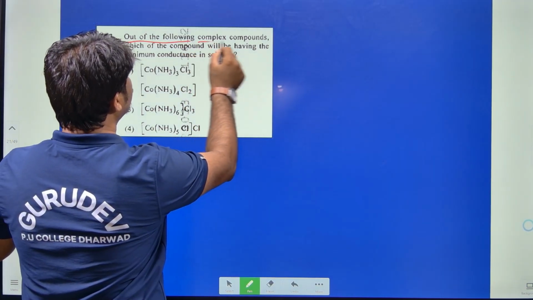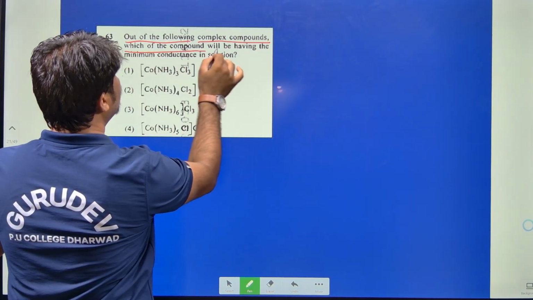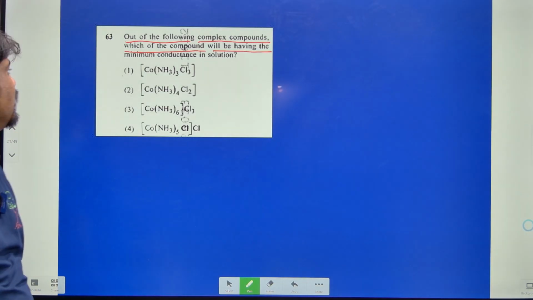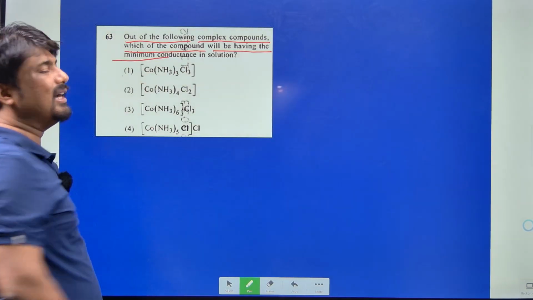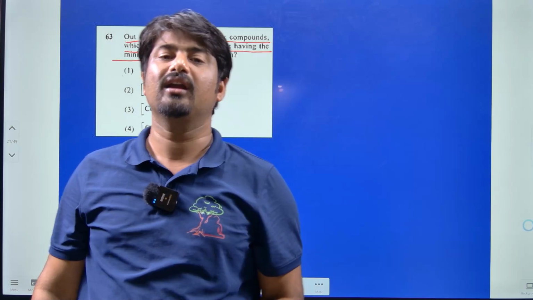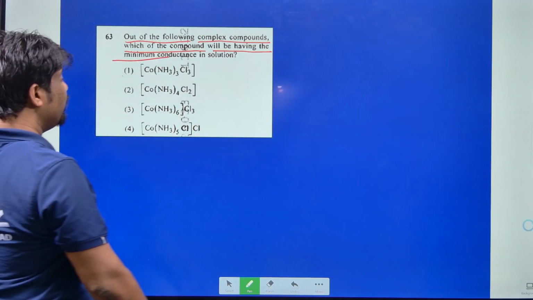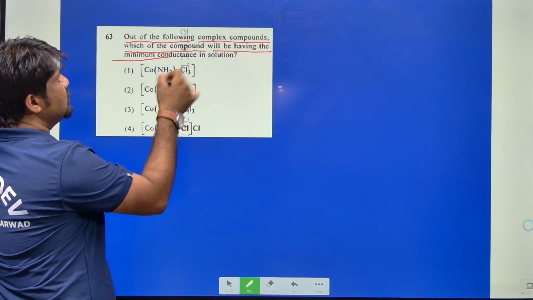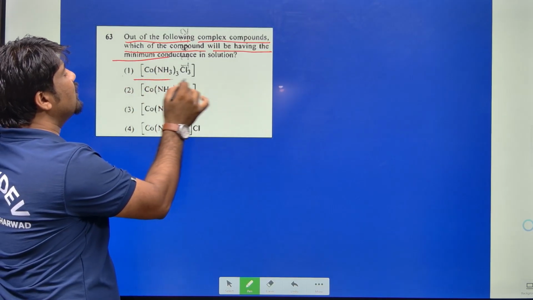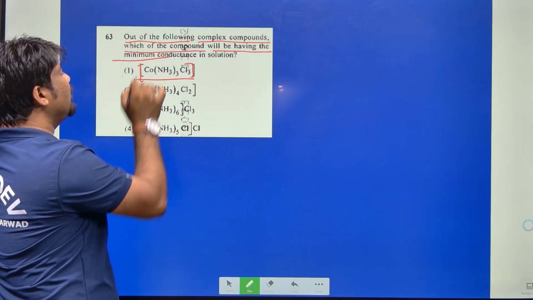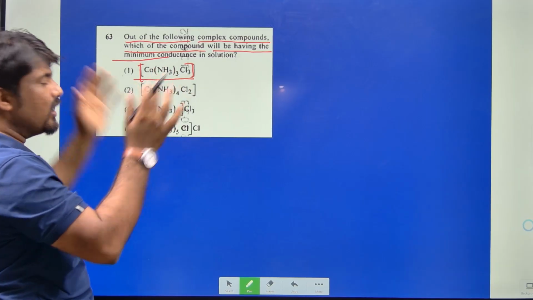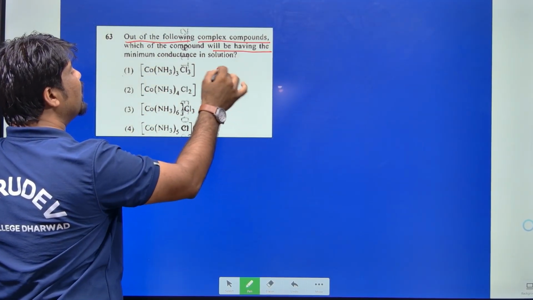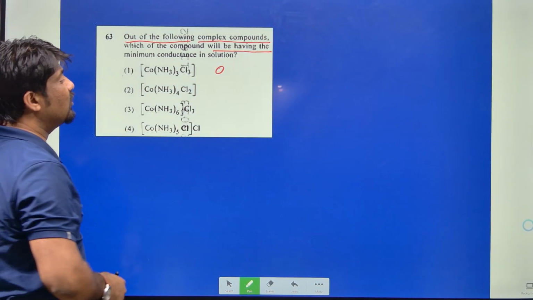Out of the following complex compounds, which compound will have the minimum conductance in solution? To exhibit the minimum conductance, the number of ions should be less. So among these, we need to calculate the number of ions. In this question, the first option is the complex where all the atoms are present within the coordination sphere. Because of this, the number of ions becomes 0 here. It does not undergo dissociation.